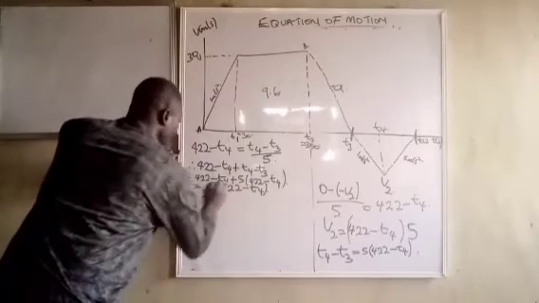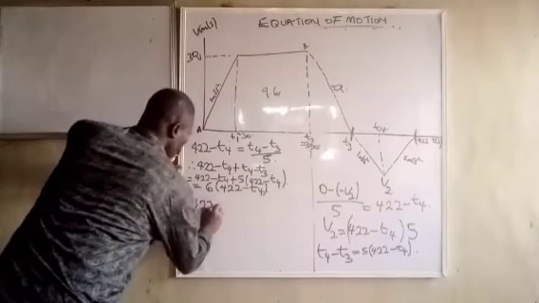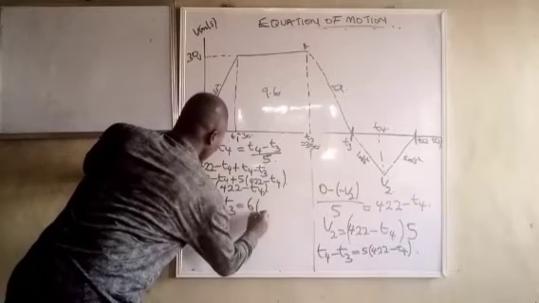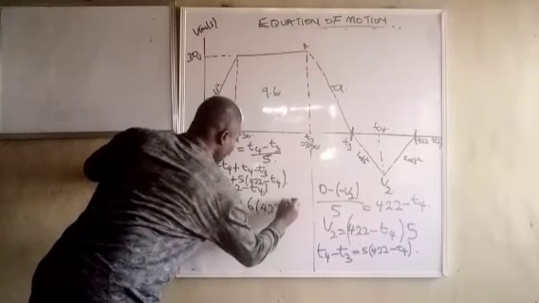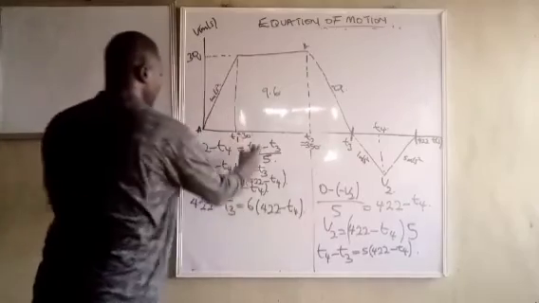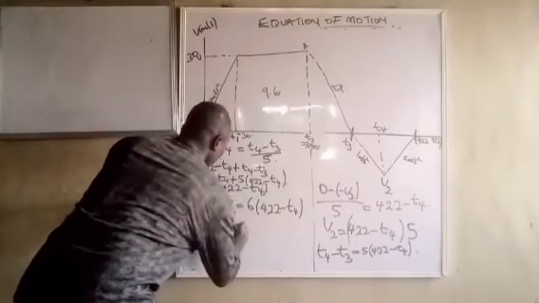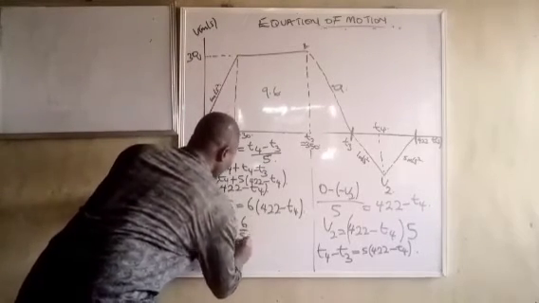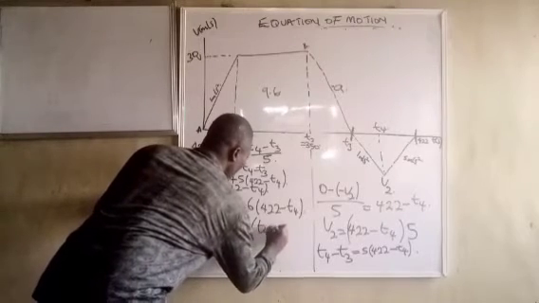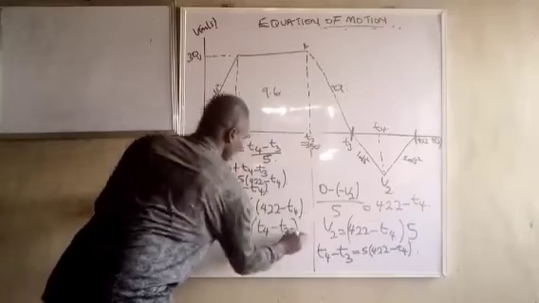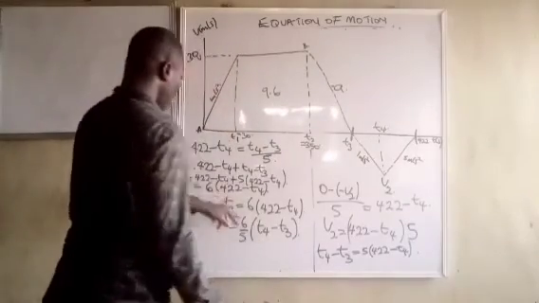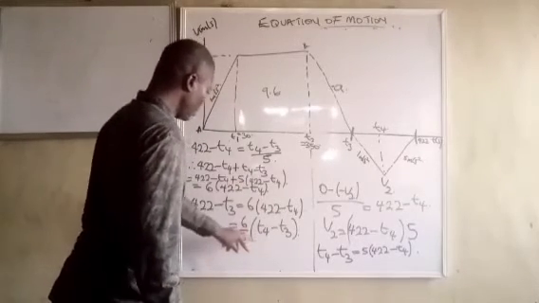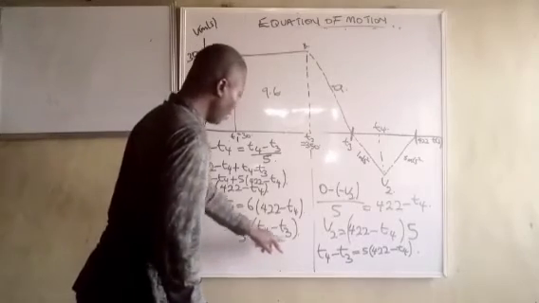So I'm going to have 422 minus T3 is equal to 6 into 422 minus T4. And what does that say? It's also equal to 6 over 5 into T4 minus T3, because 422 minus T4 is this one over 5. So it's going to be 6 over 5 T4 minus T3.